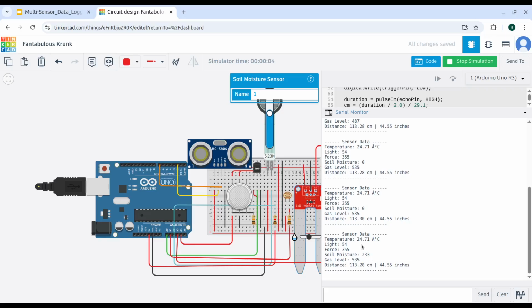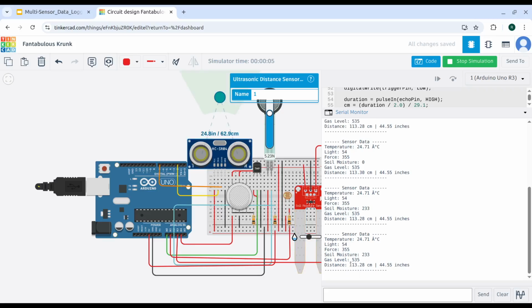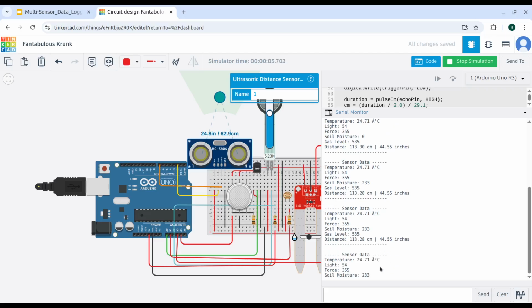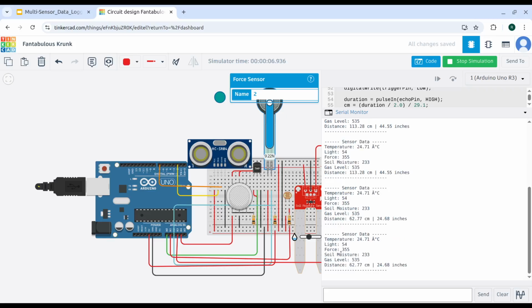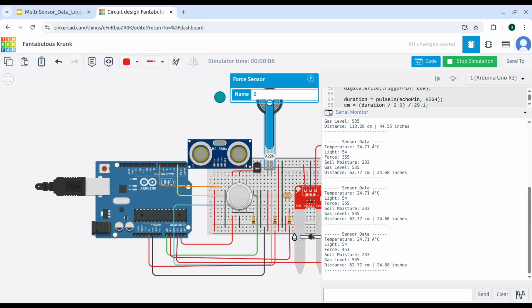Similarly, you can change all the values. Now see here, distance, vary it and see, value is changing now. It should change. Yeah, it's changed. Similarly, force, vary. Yeah, it's having 355, right? Now we vary. Now it's 451. Similarly, moisture. So it's having 233. Now it's changed to 816.